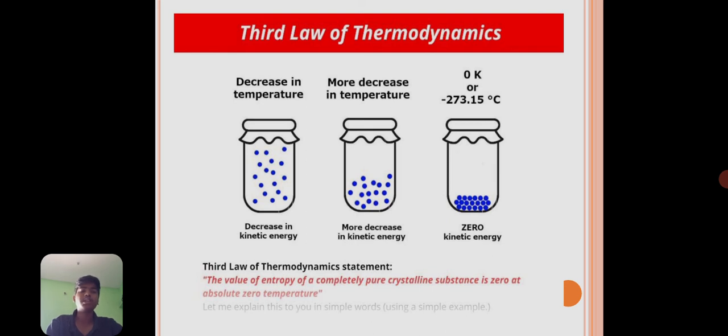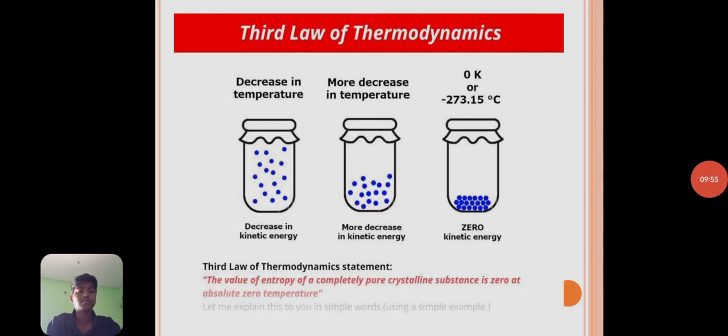The third law of thermodynamics states the value of entropy of a completely pure crystalline substance is zero at absolute zero temperature. 0 Kelvin is absolute zero temperature.